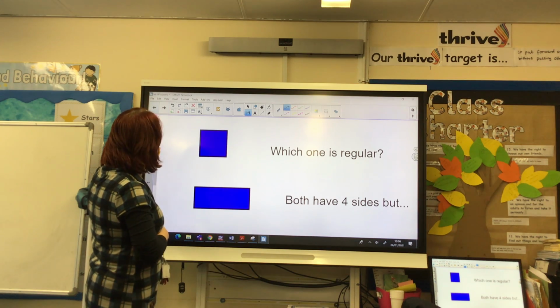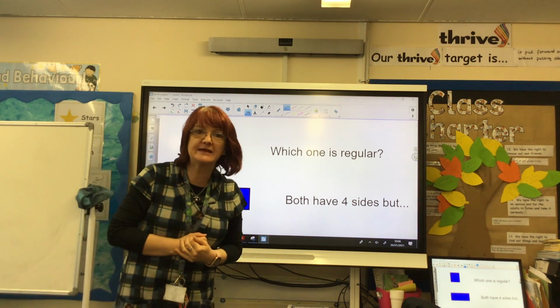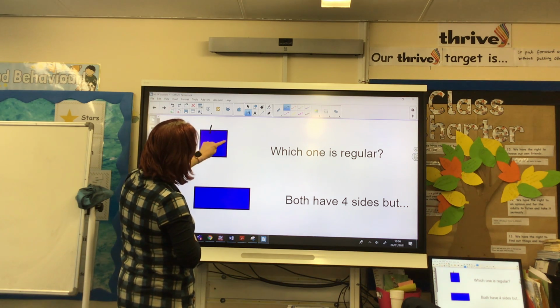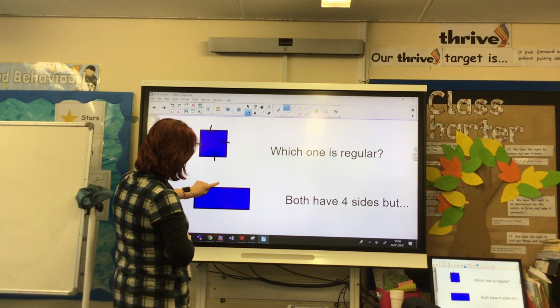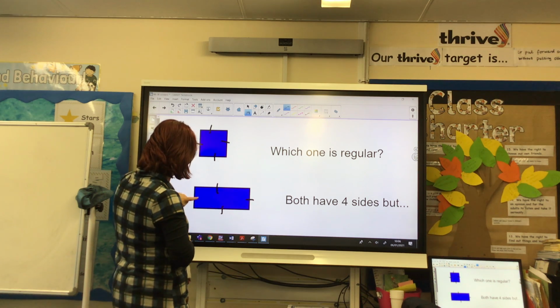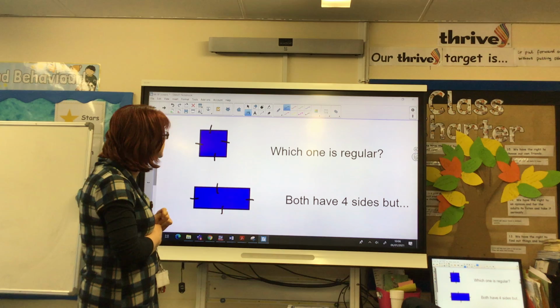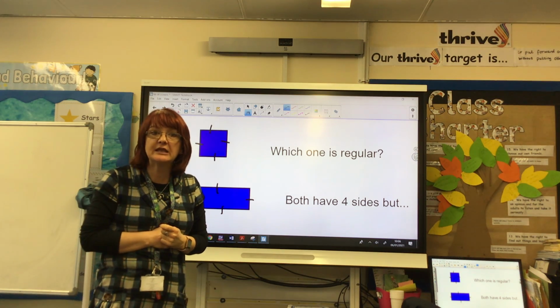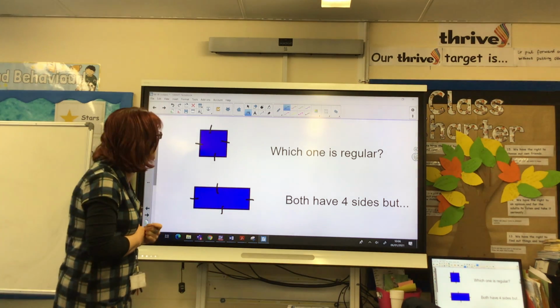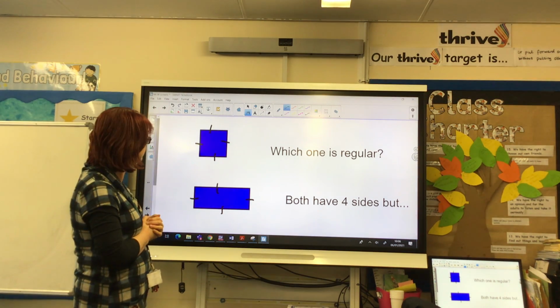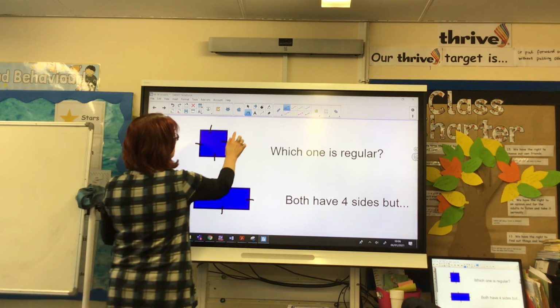Okay, so first thing here, let's have a look at these 2 shapes then. These both have 4 sides. 1, 2, 3, 4. 1, 2, 3, 4. Both have the same number of sides. Only one of them is regular. Which one is it? Have a little think. Which one has all the sides the same, regular? Yep, you're right. It's this one here.